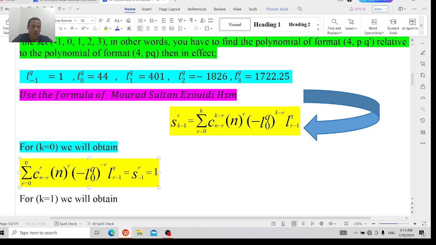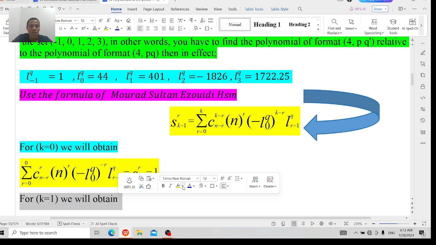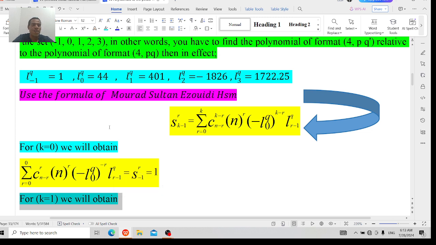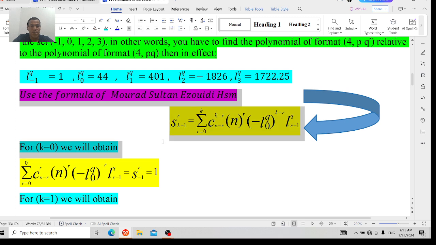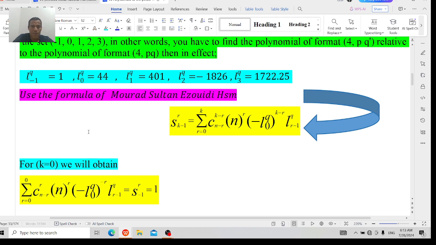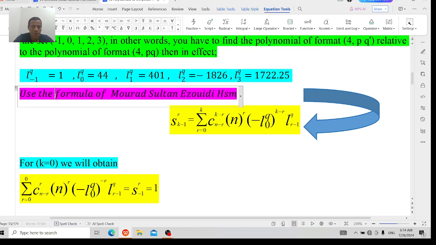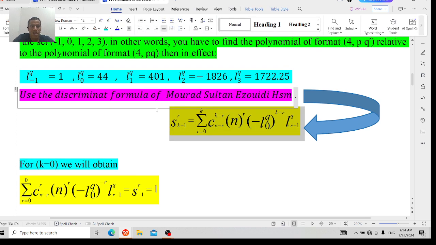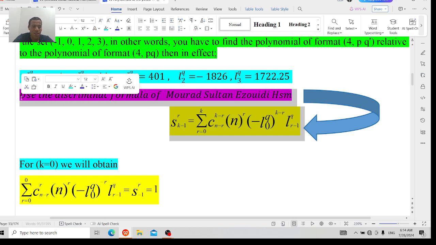Now learners, I'm going to focus on the second one, to find the value of S0. We said before that S0 for any polynomial to the power n is 0, because the sum of the roots is equal to 0. I'll make a copy of this because I need it. We said to use the discriminant formula of Mourad Sultan Ezouidi to find the value of S minus 1, then S0, then S1, then S2, then S3.